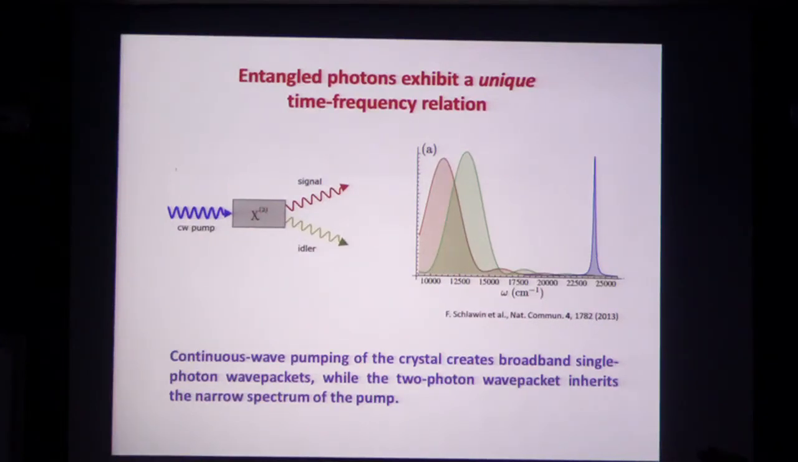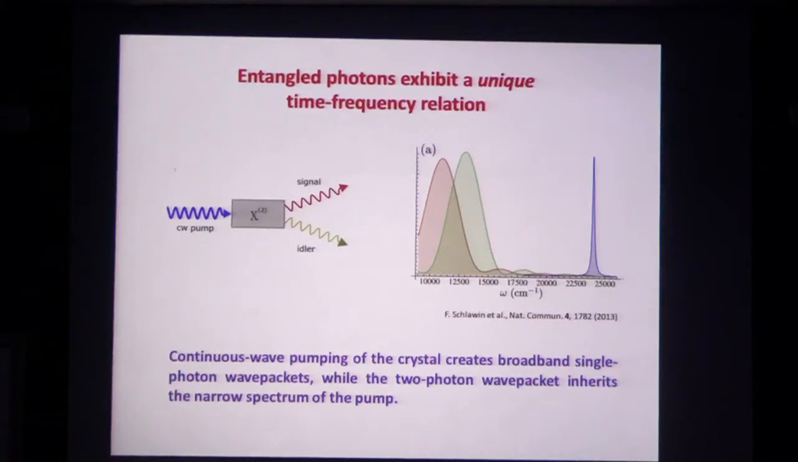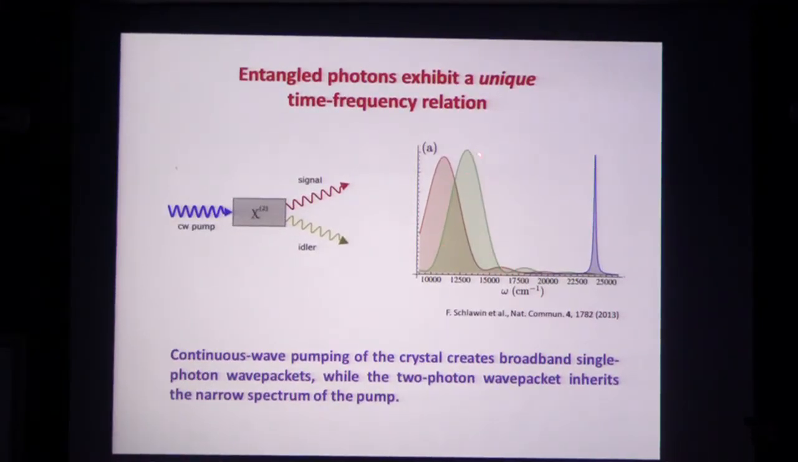If we pump this nonlinear crystal using continuous wave, so you see, again, I was telling you that these photons that come out of the crystal behave as short pulses. So that means that they will have this broad spectrum. So we have two wave packets that are broad in the spectrum, but when they are combined together, because they have to satisfy energy conservation or momentum conservation, they need to be close to a continuous wave signal. So what we get is that when we have these two photons together, we end up having a very narrow signal in the spectrum.